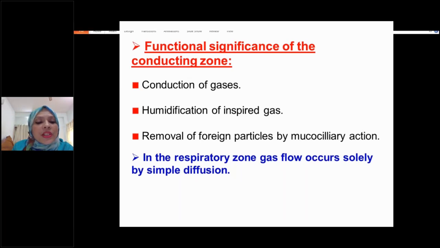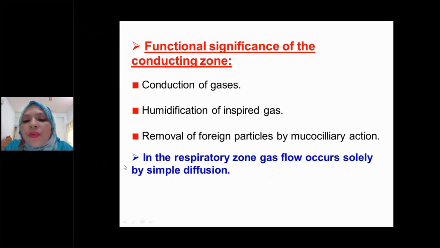And what about the respiratory zone? In the respiratory zone, gas flow occurs solely by simple diffusion. You have studied these things in respiratory physiology. An important example of simple diffusion is respiratory gaseous exchange. And this gaseous exchange always occurs in the respiratory zone, that is in the respiratory unit.